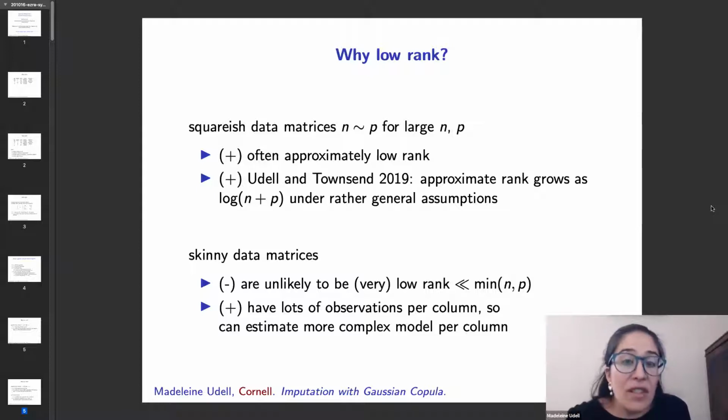And often this is true. You can have a data set where you just have 10 columns you're interested in, 20 columns you're interested in. That matrix is not going to look low rank, and it's kind of foolish to fit it with a low rank model, because you've got lots more information. You have a lot of observations in each column, and you can estimate a much more complex model per column. So you should do it.